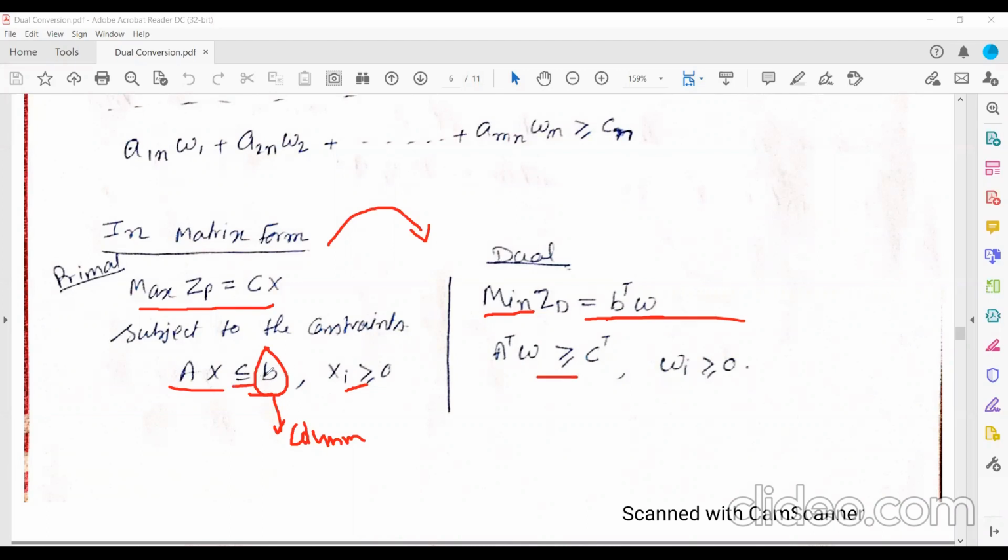And then in place of b, what are you writing? Here we are taking this C in the column form. Here it is in the row form. So you are writing it here in column form. So ultimately this will be the transpose of C, because it's a row matrix. So the transpose of C will be the column matrix, and W is greater than or equal to 0. So this is your matrix form of a dual linear programming problem.